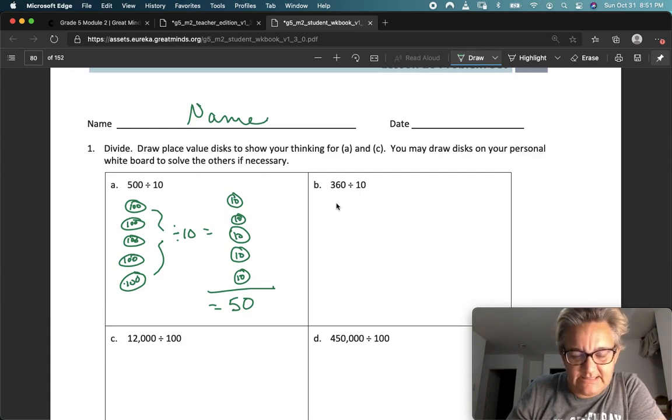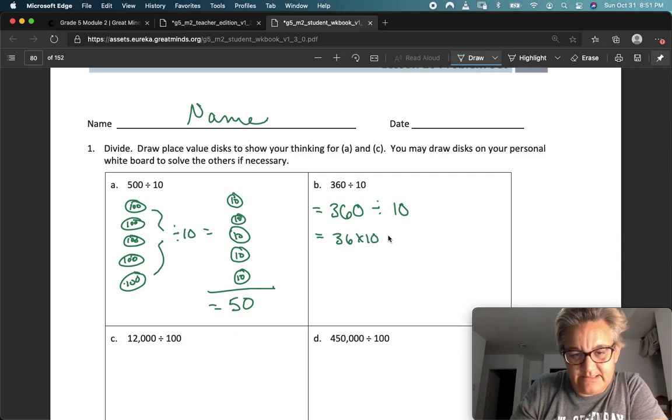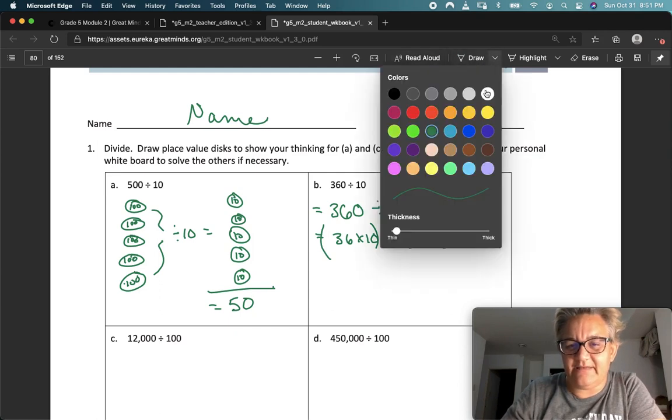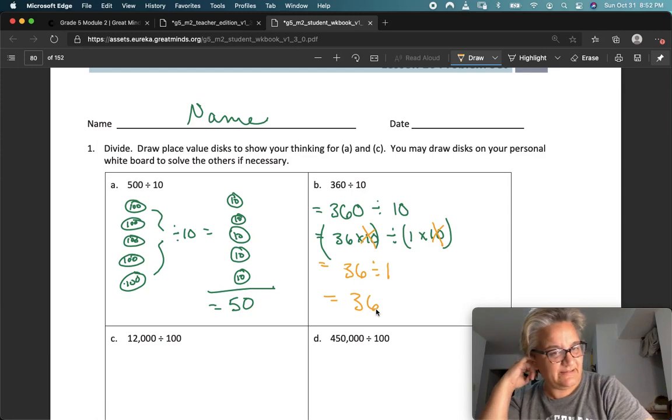So let's see. 360 divided by 10 is the same as 36 times 10 divided by 1 times 10, right? And because both sides of the equation are divided by 10, I can cross this off here and this off here, and then my answer becomes 36 divided by 1, which is very simple. My answer is 36.